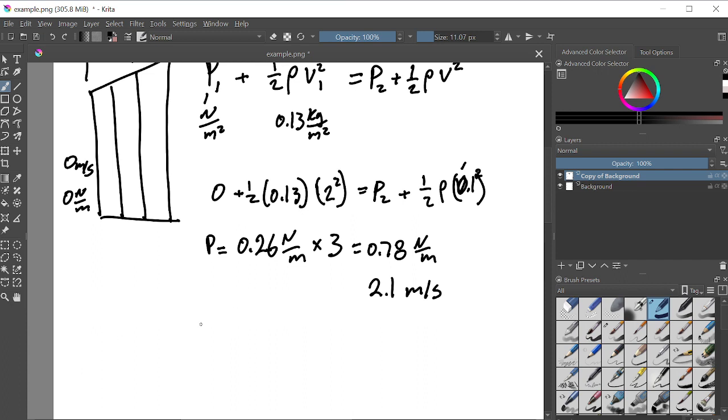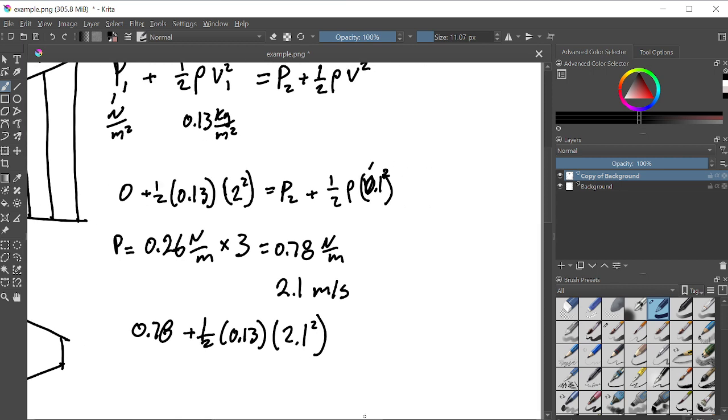So down here we're going to have our nozzle, and we're just going to tighten it up like that. We're going to start with 0.78 plus 1/2 times 0.13, and our 2.1 meters a second squared. That's going to equal our new pressure, which out here is going to be 0 because it's ambient again, plus our new velocity term, 1/2 rho v squared, which is what we're looking for.